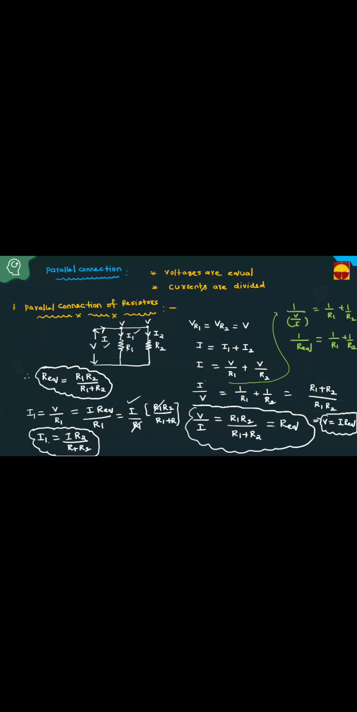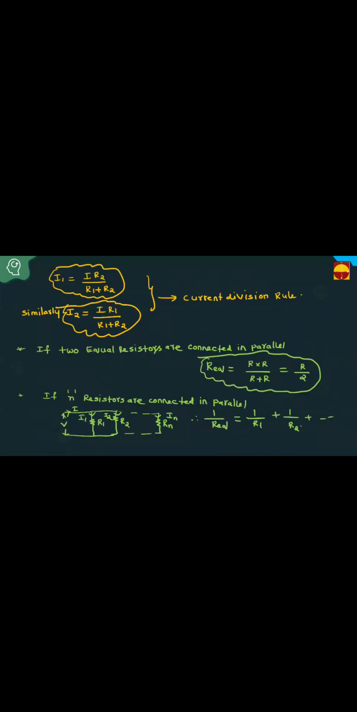Clear? I by V. What is V by I here? V by I equal to R equivalent. This is the reason why 1 by R equivalent equals 1 by R1 plus 1 by R2 plus and so on, for any number of resistors.